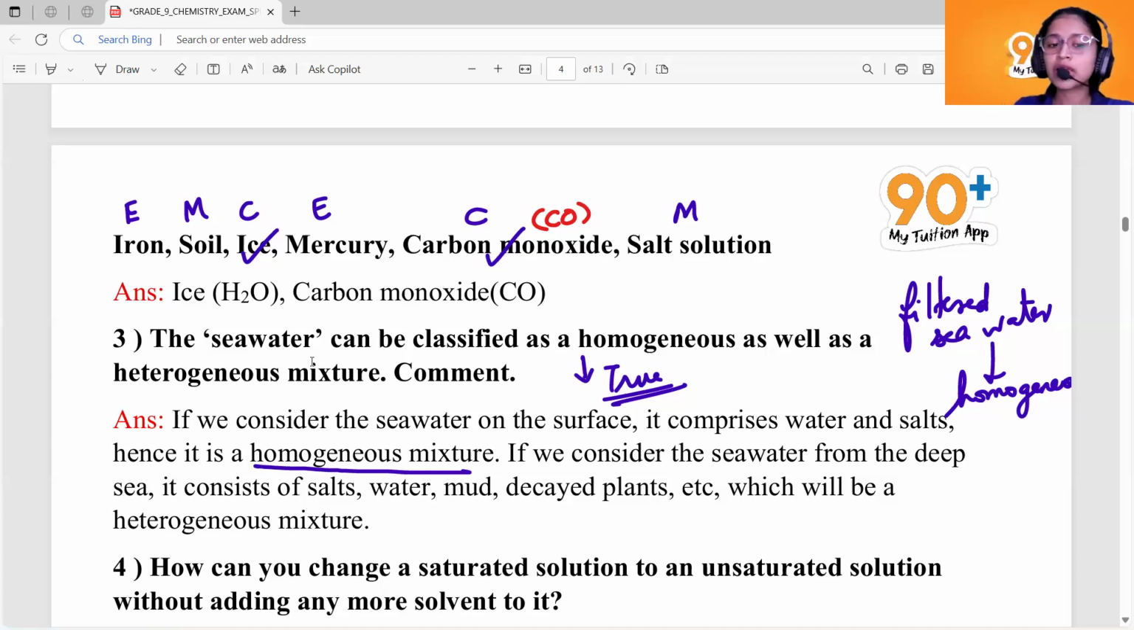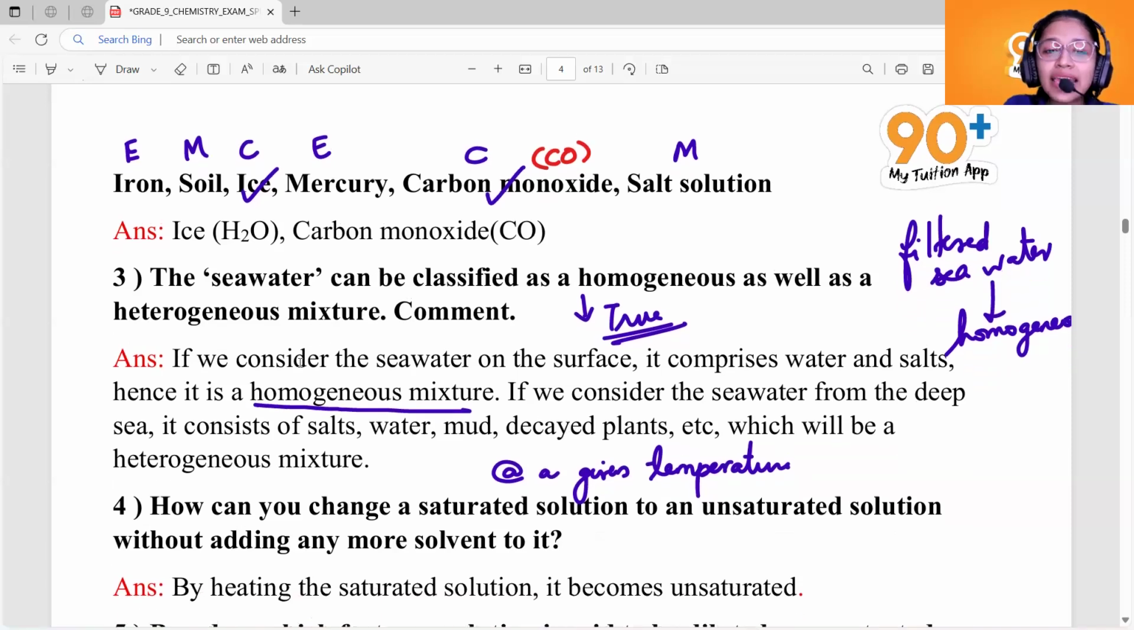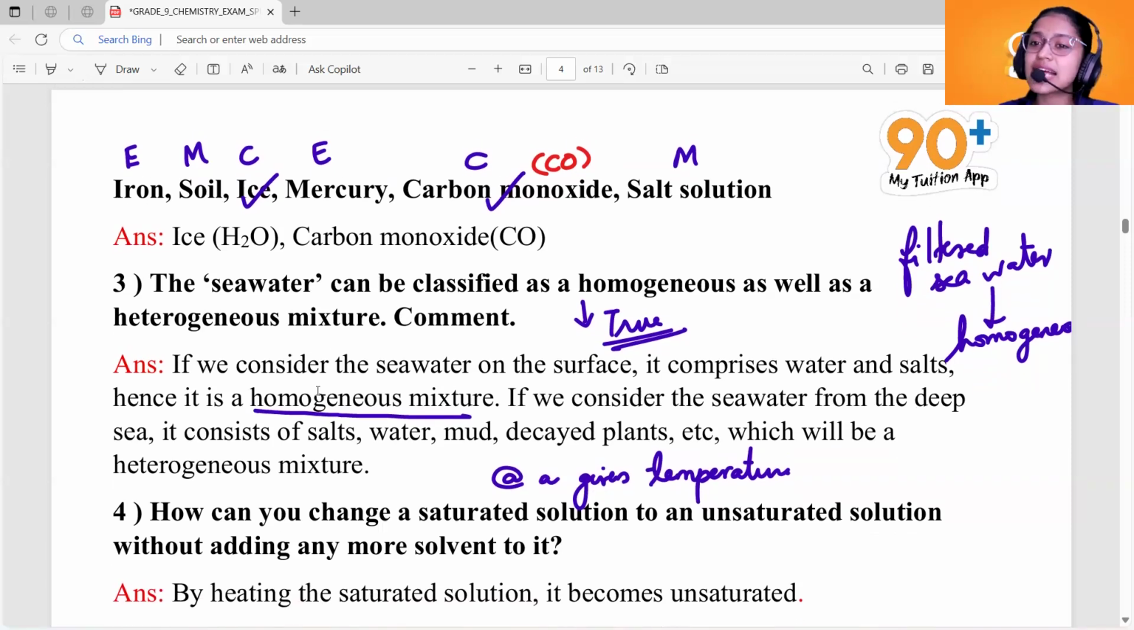It is not saturated. So we have to change a saturated solution to an unsaturated solution without adding any more solvent to it. So what do we do? There lies one particular phrase in our definition. What is our definition of saturated solution? A solution in which no more solute can be dissolved at a given temperature. So if you increase the temperature, what can happen? You can dissolve more solute. So what is the answer? How do we increase temperature? By heating. Okay. By heating the saturated solution, it becomes unsaturated.